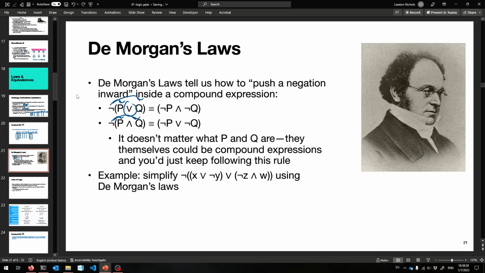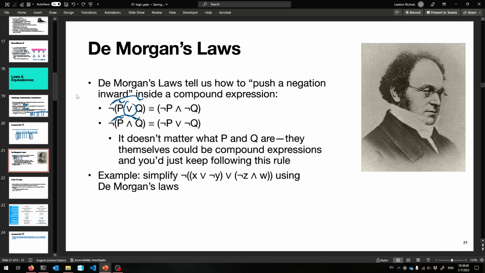It doesn't matter what P and Q are. They could be bigger expressions. This could be like a million lines long. It could be like X anded with Y, not Z, blah, blah, blah. And Q could be huge too. No matter what, they're eventually true or false, so just keep following the rule, all right?